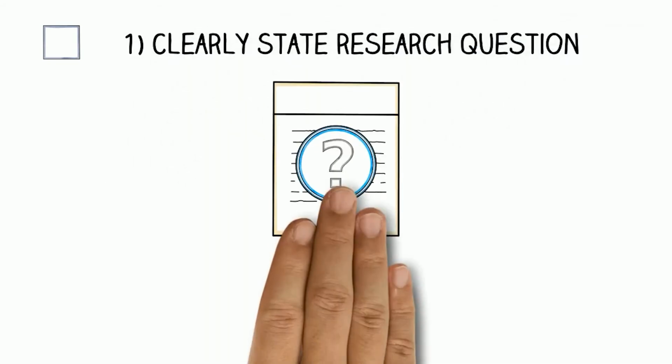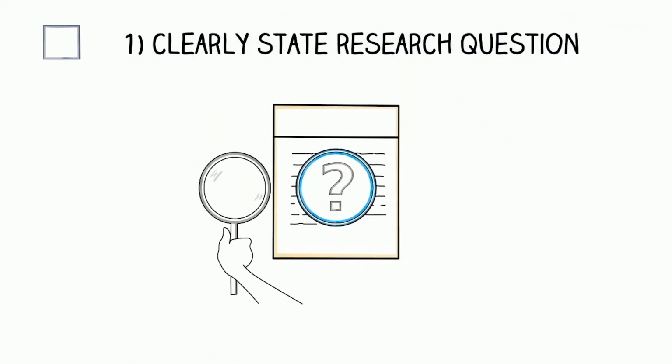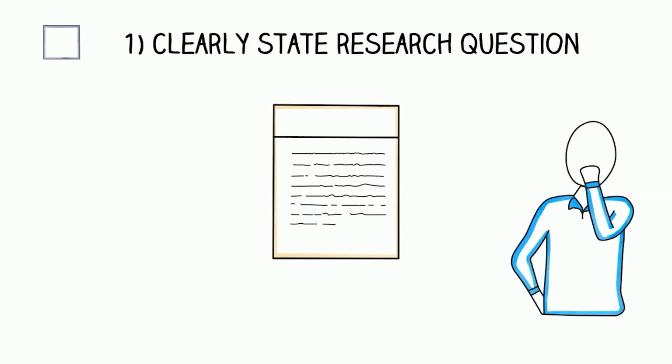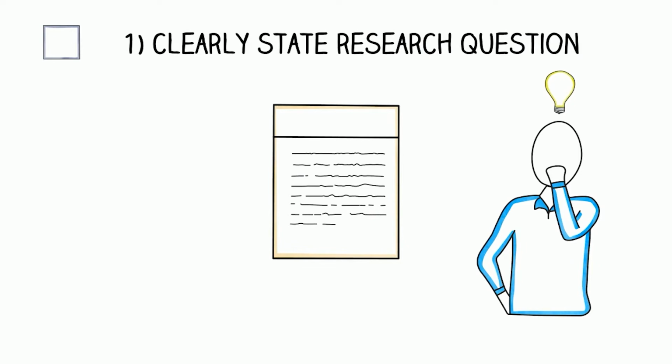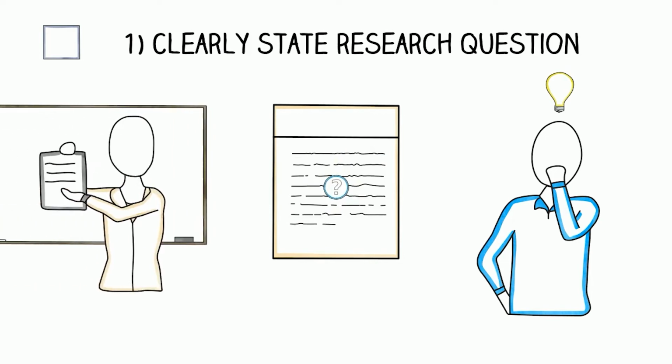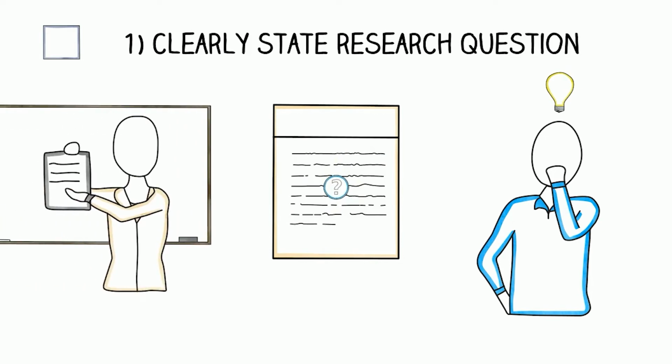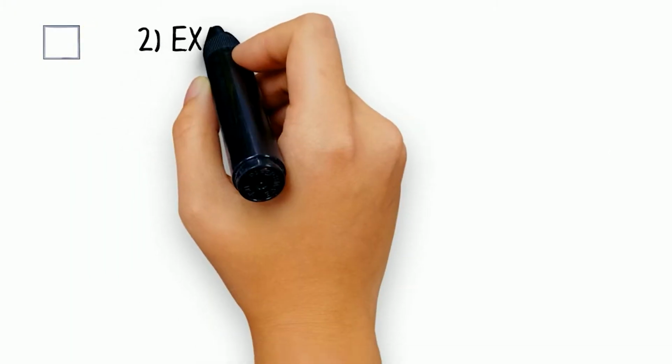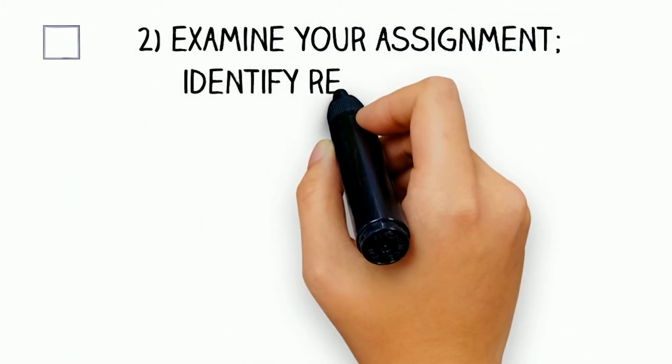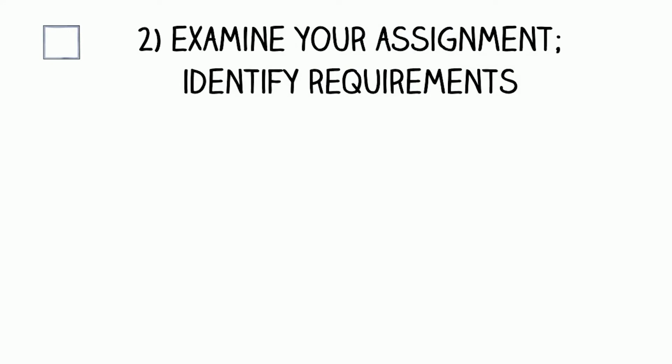Step 1 is clearly stating your research question. Keep referring to your question as you proceed through the checklist. You might modify your question as you learn more about your topic and gather resources. It might become broader or more specific. You may need to consult your professor if this happens and you intend to change the focus of your research as a result.